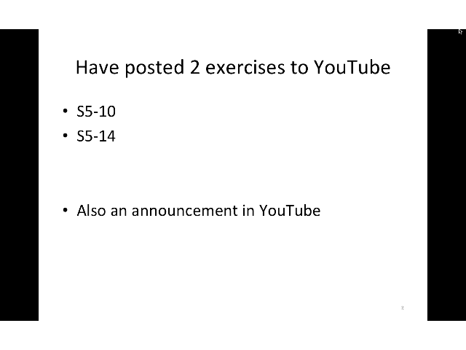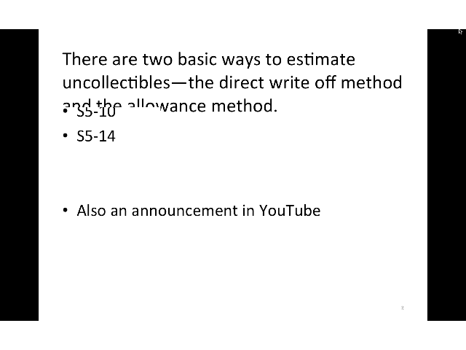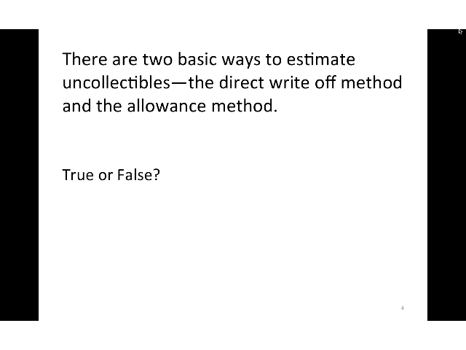We're going to start with a question. Okay? So the true-false question: 2 basic ways to estimate uncollectibles, the direct write-off method and the allowance method, true or false. Can you move your cursor, Brian? There, thank you.